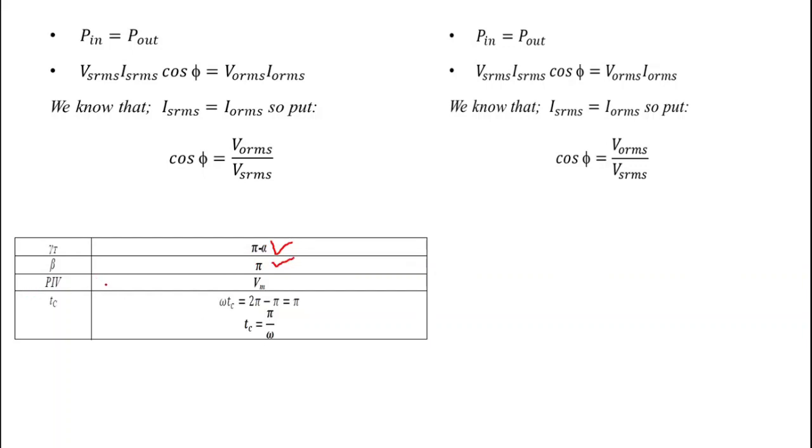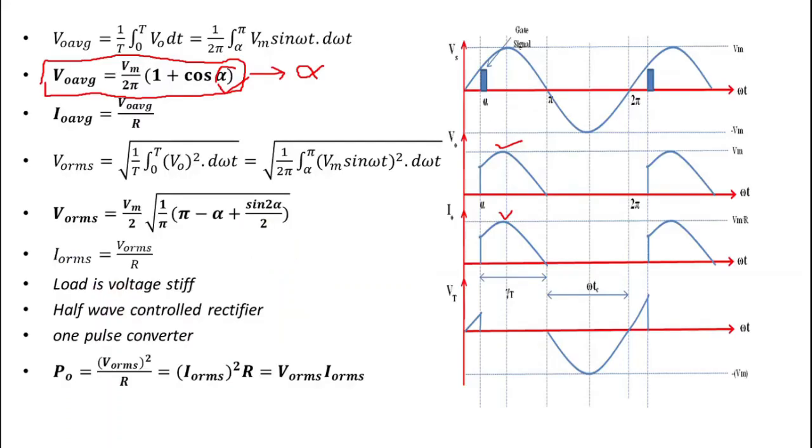What is the peak inverse voltage? We can clearly see in this waveform that the peak inverse voltage is Vm. So that's why the peak inverse voltage is Vm.